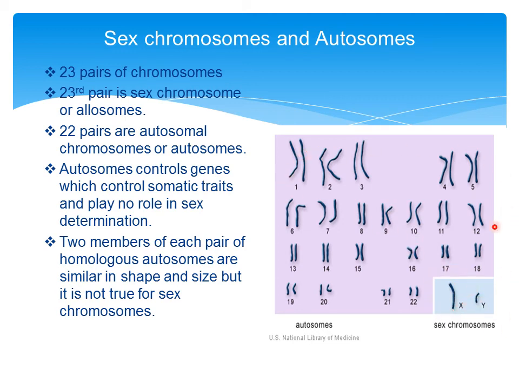So there are 22 pairs of autosomal chromosomes, or autosomes, and the 23rd pair is the sex chromosome, or it is called the allosome. So let us move on to the next slide.